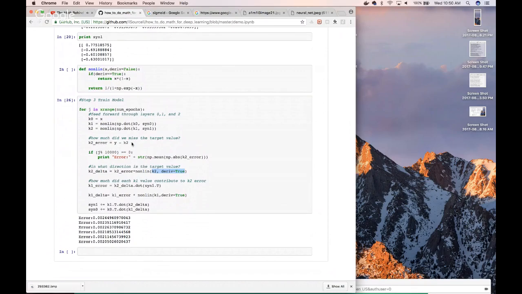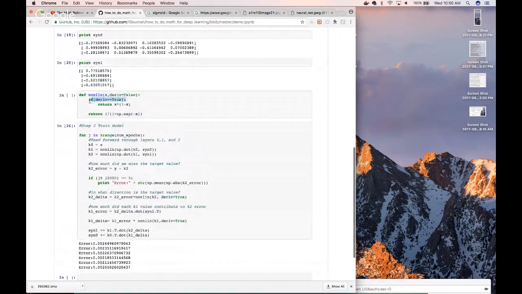We use this if deriv equals true statement to compute a derivative value. So that is the derivative of the sigmoid, which looks like this. If we compute the derivative, that gives us what's called the gradient value. So if we take the derivative of our last layer and multiply it by the error, that gives our gradient value.